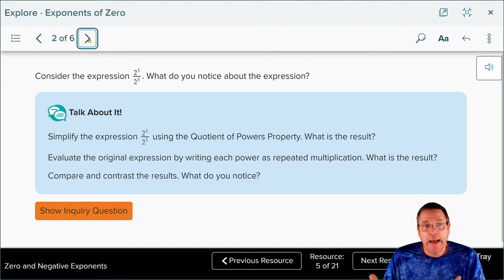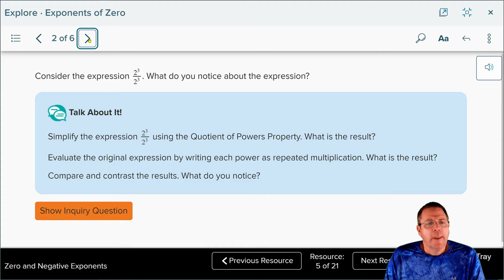Well, I notice that the top and the bottom are identical, and whenever you divide two identical numbers, what's your answer always going to be? It's always going to be 1, because 2 divided by 2 is 1, 3 divided by 3 is 1, 4 divided by 4 is 1. So in my mind, I'm sitting here thinking 2 cubed divided by 2 cubed, well, that's going to be 1.